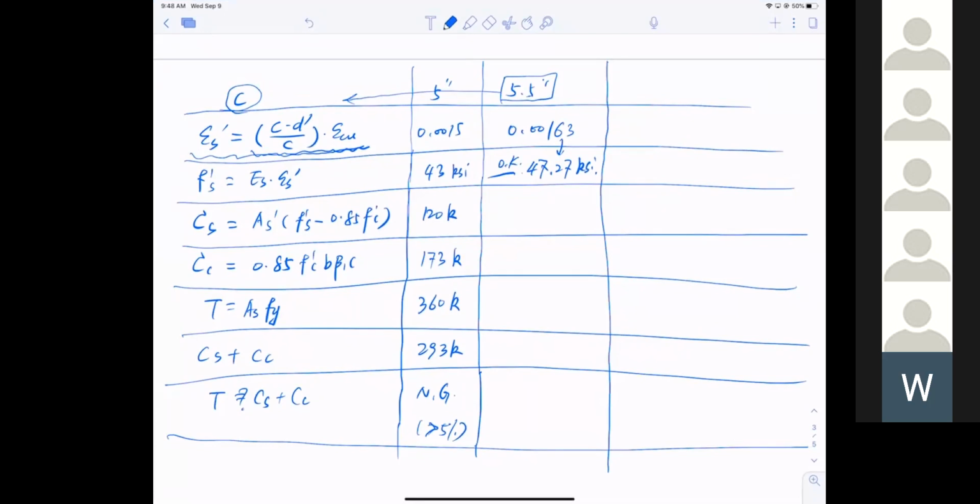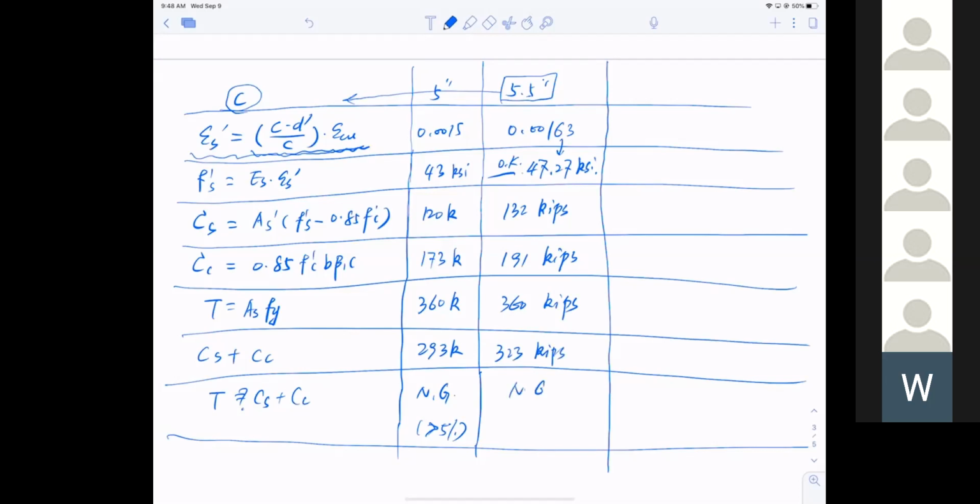Okay. So I got the strain, I got the stress. I'm going to save you the hustle. I got this number pre-calculated myself. So that's 132 kips I got for the compression force from the steel, and 191 kips from the concrete, okay? And compared to the 360 kips, I still come up different, because I now got 323 kips, still short, okay?